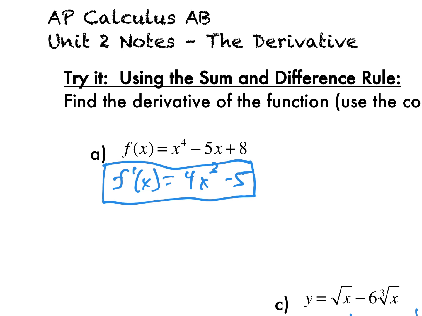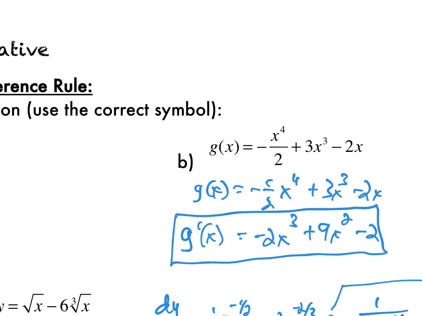Okay, so we zoomed in on this one a little bit, and it's going to be pretty easy to do. 4 times x to the 3rd power, and then just the minus 5, and then this constant of 8 disappears when you do the derivative. So that shouldn't have been too bad. Let's move over to part B.